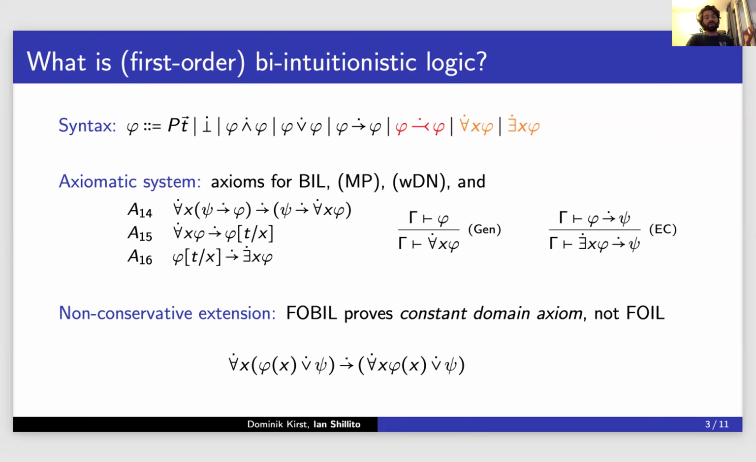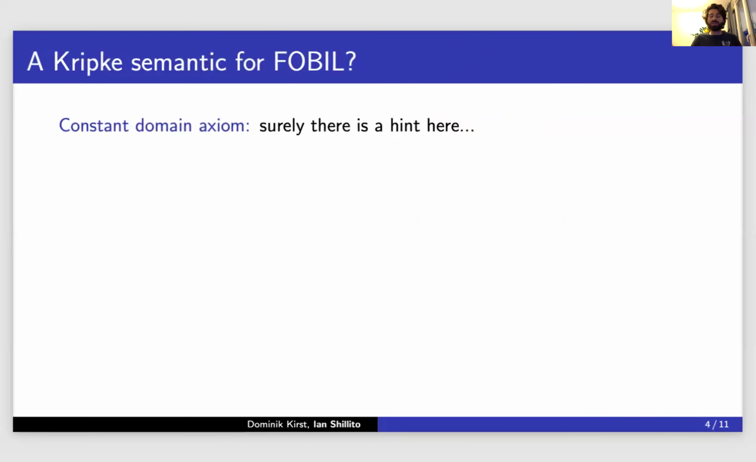So, okay, now that we know that they are not coinciding on the intuitionistic fragment, we know that they can't have the same semantics, first order bind and first order int. So what's the Kripke semantics for first order bind? Well, the formula that distinguishes the two logics is called the constant domain axiom.